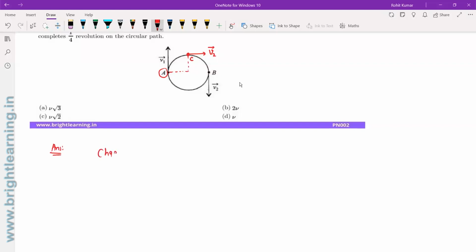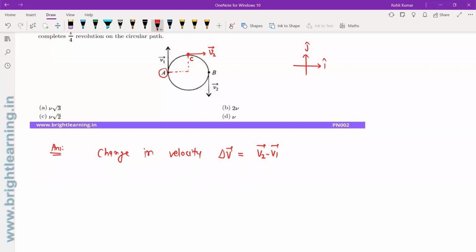Change in any quantity is defined as final value minus initial value. So I can say that change in velocity should be equal to v2 minus v1. Now to simplify this problem, I can say that this direction is i cap and this direction is j cap. I think you are already familiar with this concept that any direction along the x-axis is called i cap. If a vector is directed along the y-axis, its direction will be j cap.